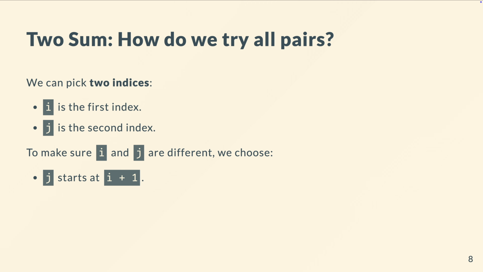So how do we try all possible pairs? We can pick 2 indices each time. i is the first index. j is the second index. To make sure i and j are different, we make j start at i plus 1. In this way, j is always different from i.